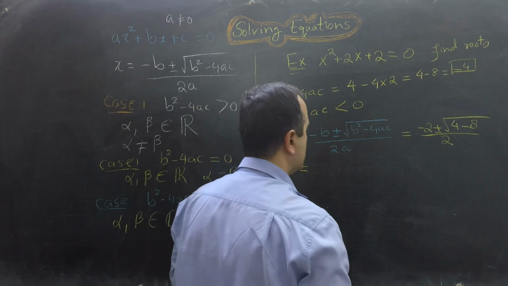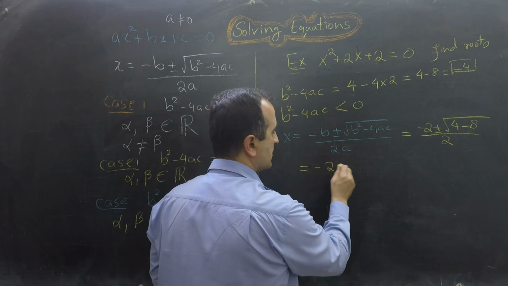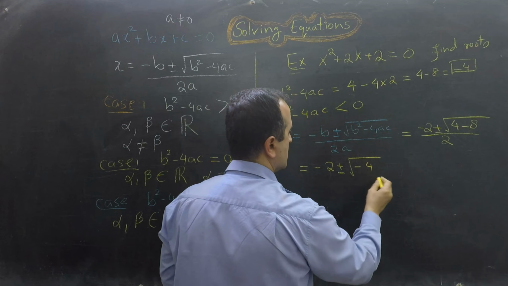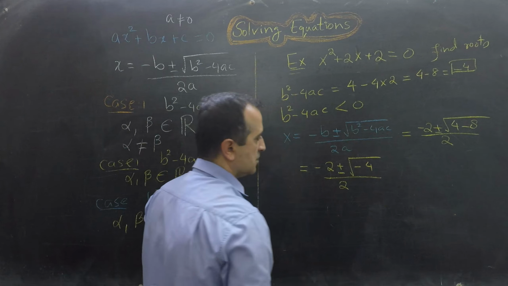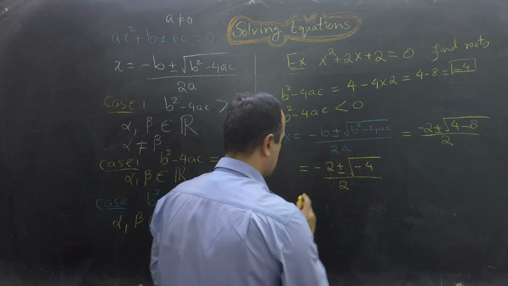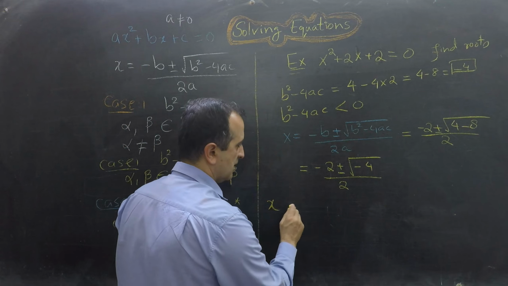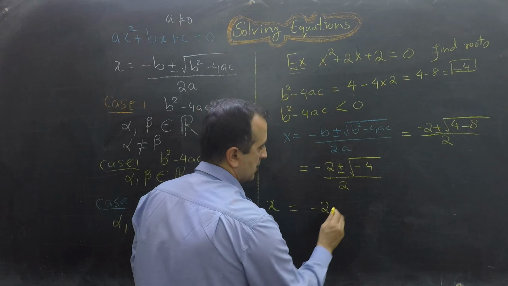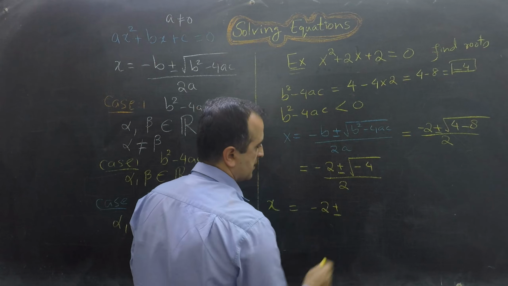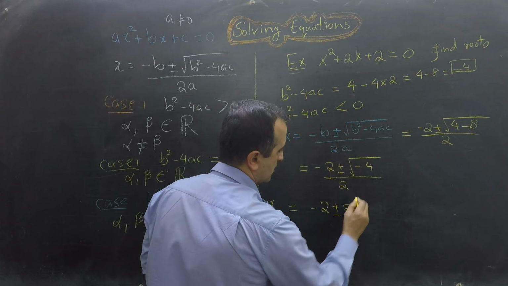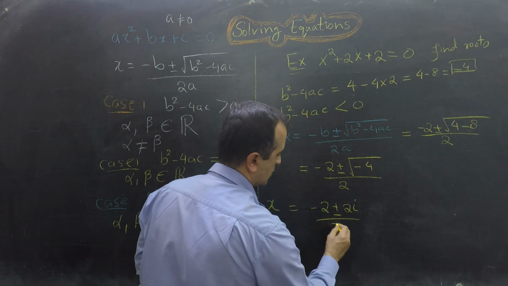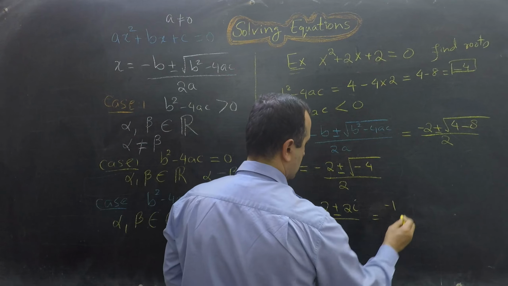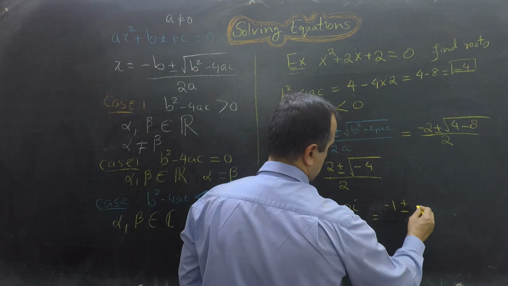So I simplify it further, I will get minus 2 plus or minus the square root of minus 4, over 2. So x will have two solutions or two roots, which will be minus 2 plus or minus 2 iota over 2, which simplifies to minus 1 plus or minus iota.